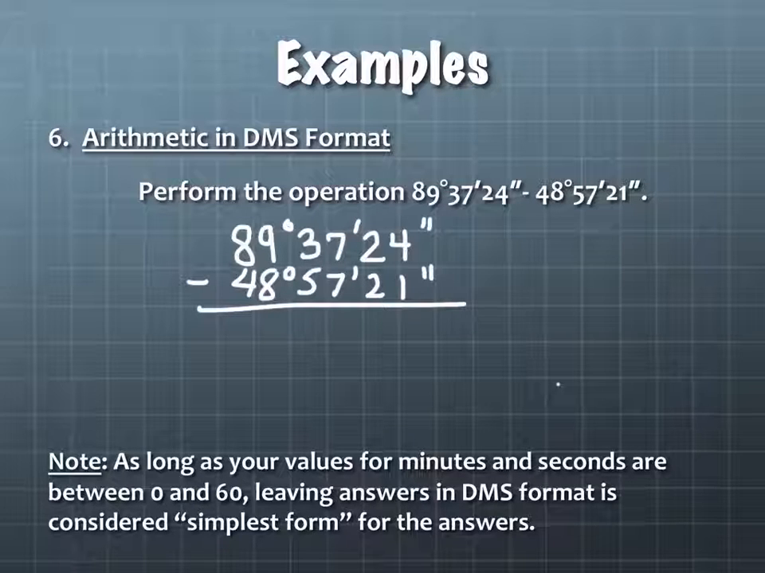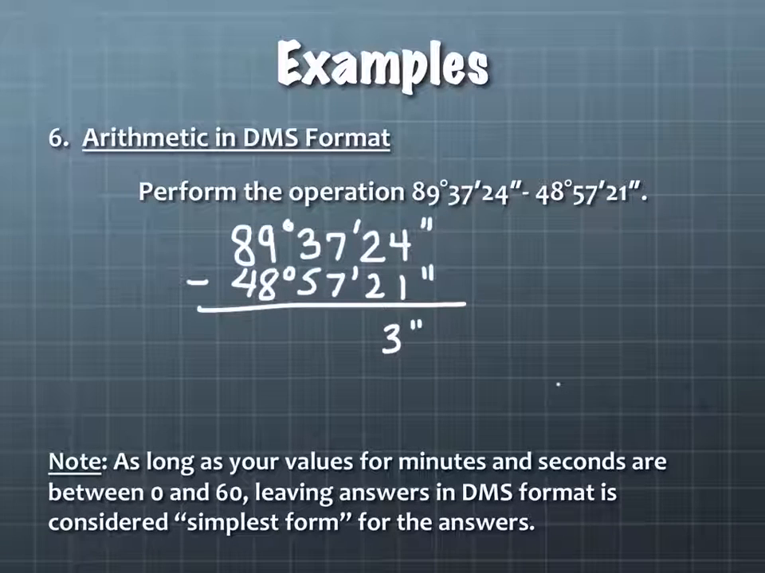So we're just going to start on the right-hand side and subtract. 24 seconds minus 21 seconds is how many seconds? 3 seconds. So that one, no problem. In the middle, however, we have a problem. 37 minutes minus 57 minutes. What's the problem? I can't subtract directly, right? I just can't, right? So what do you do in addition, when you can't subtract a number like that?